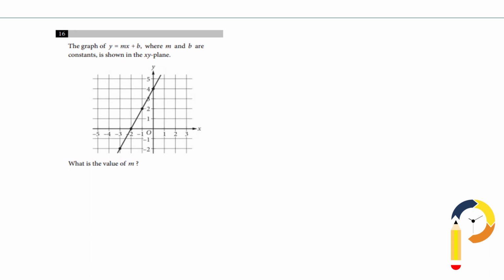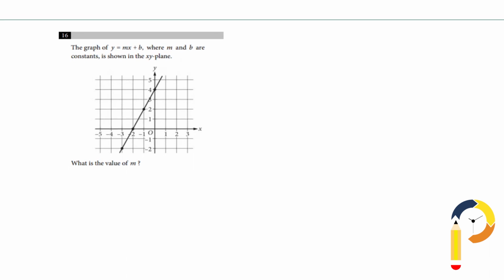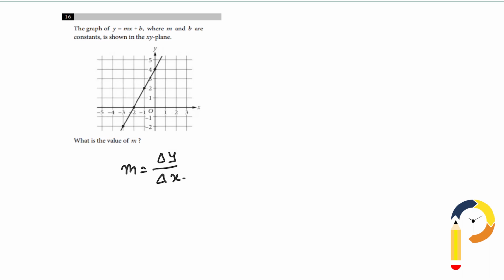What we need to find is the slope. As we discussed in the previous questions, slope is change in y over change in x. Here, the line is passing through many points. This point is (0, 4), and this point is (-2, 0), right? So you can find the change in y over change in x using these two coordinate points.